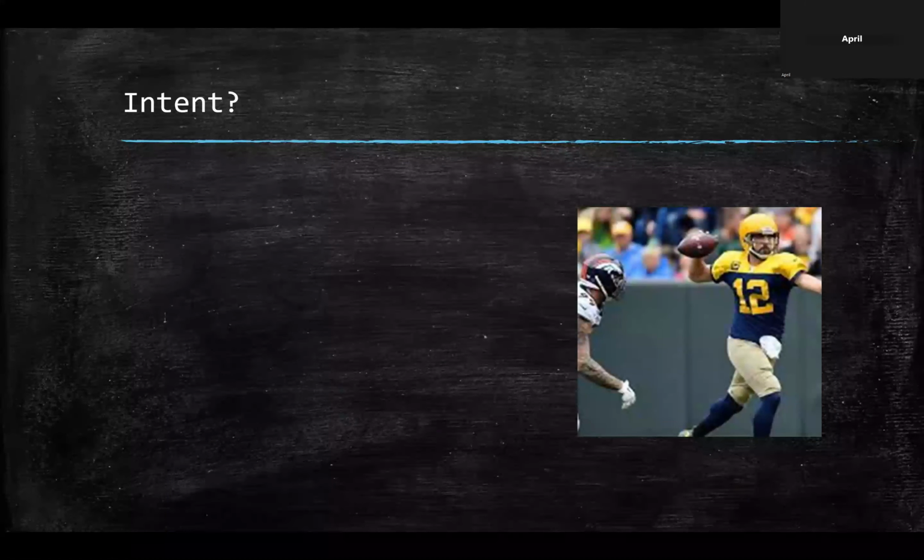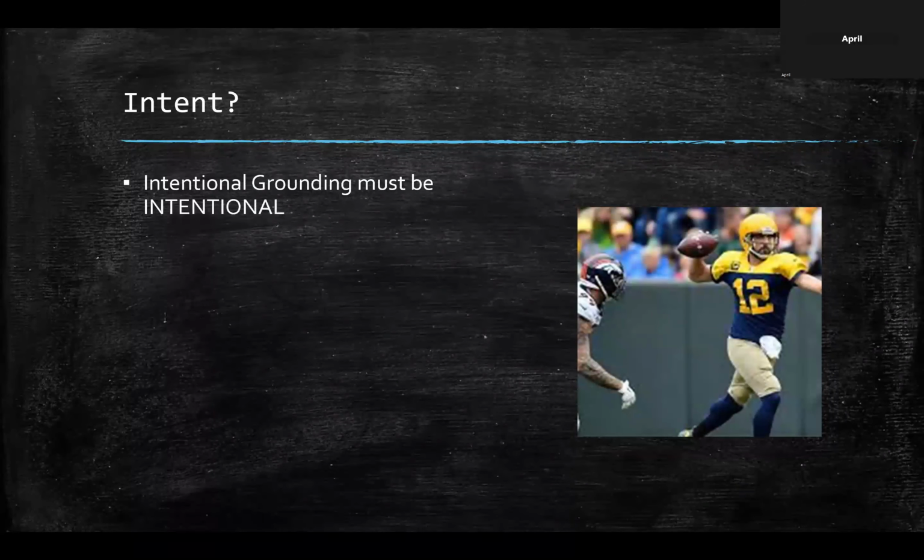All right, and now one more aspect of intentional grounding. Intentional grounding must be intentional. So there are a number of situations where this could come into play. Number one, you could imagine a quarterback that is in the motion of passing the ball. He's hit, and then the ball flutters off to the side, no receiver in the area. The quarterback did not intentionally throw the ball there. If he gets hit halfway through his throw and the ball falls where there's no receiver, we're not going to have a foul for intentional grounding.